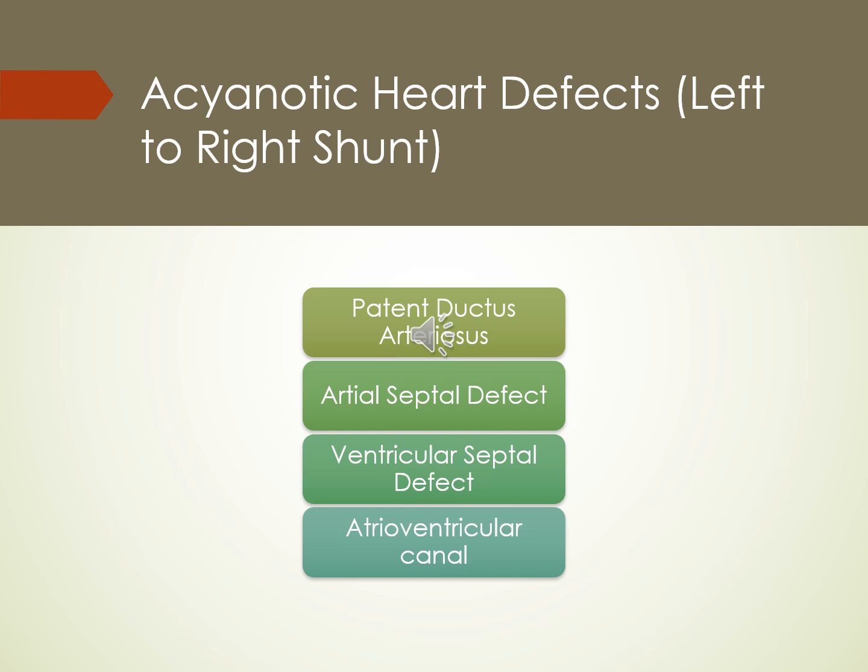With ventricular septal deficits, you're going to have an abnormal opening in where? The ventricular area. The ventricles. With atrioventricular canal, you will have an incomplete fusion of the endocardial cushions. So this is very common in Down syndrome. So there's no septum and just one large valve.